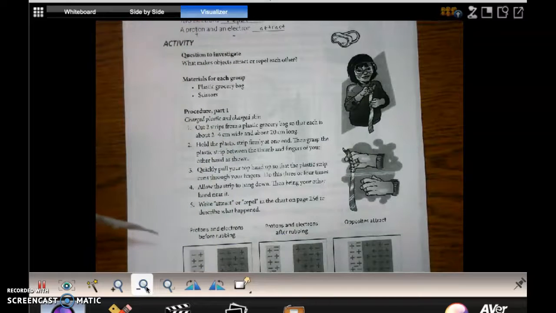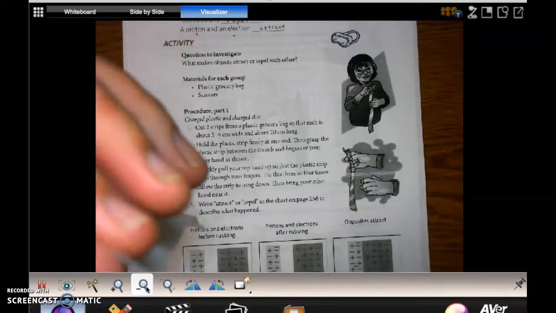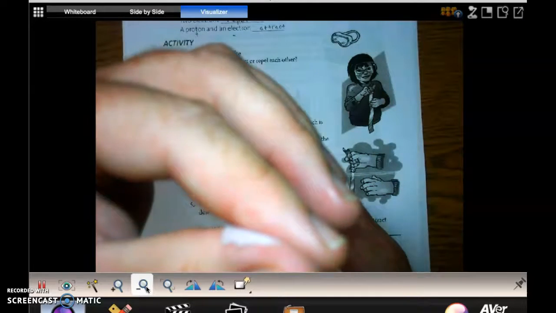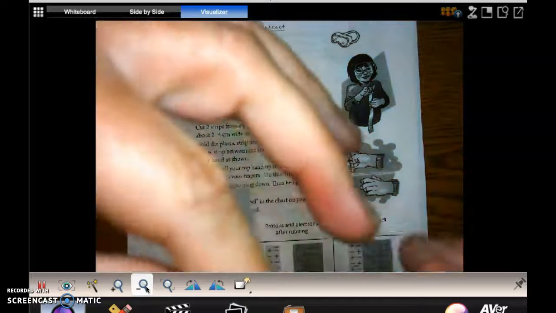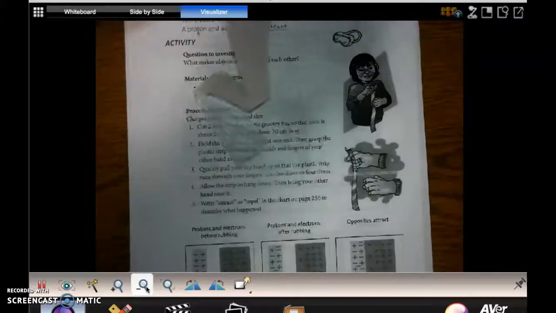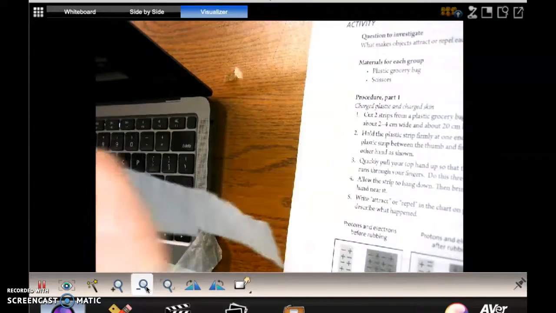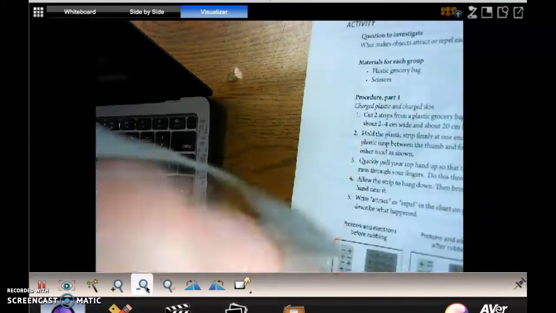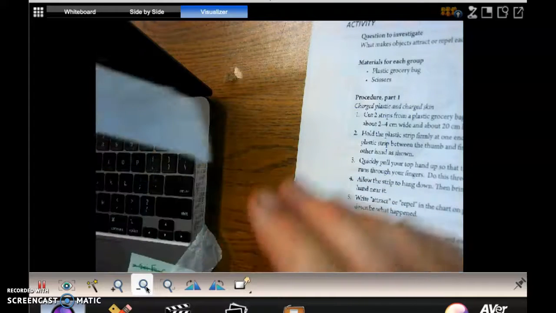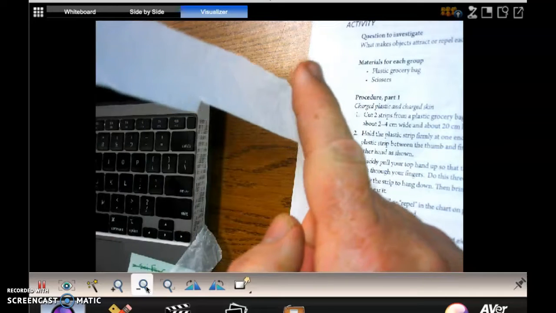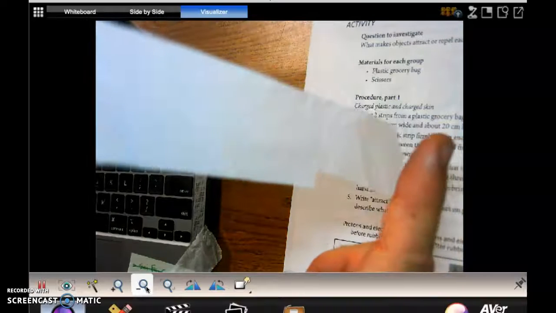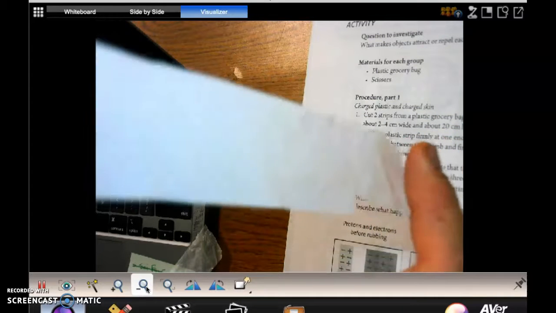And your next step is to allow the strip to hang down and then bring your other hand near it. And you can see, I guess you can't really see that. So let's do that again. Let me see if I can arrange this so you can see. Let's put that like that. So we're going to do the strips. Now, see how it kind of jumped into my finger? It's attracted to my finger.